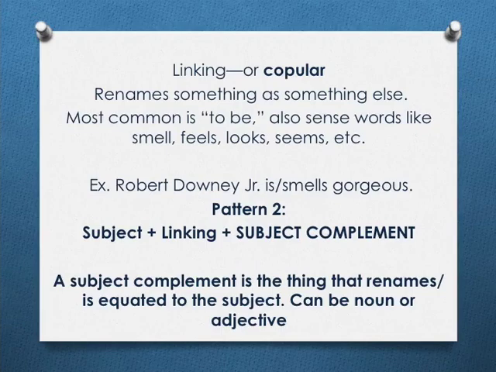In pattern 2, we see subject plus a linking verb plus the subject complement. A subject complement is the thing that renames or is equated to the subject. It can be a noun or an adjective. But don't be fooled. Just because it sounds like it should be a compliment, a subject complement need not be positive. We could say Robert Downey Jr. is ugly, and ugly would still be considered the subject complement.